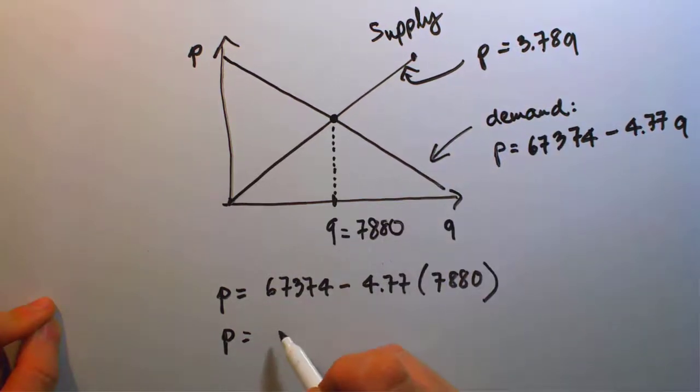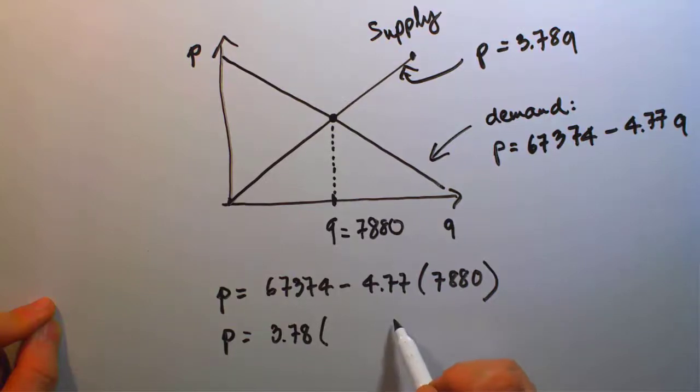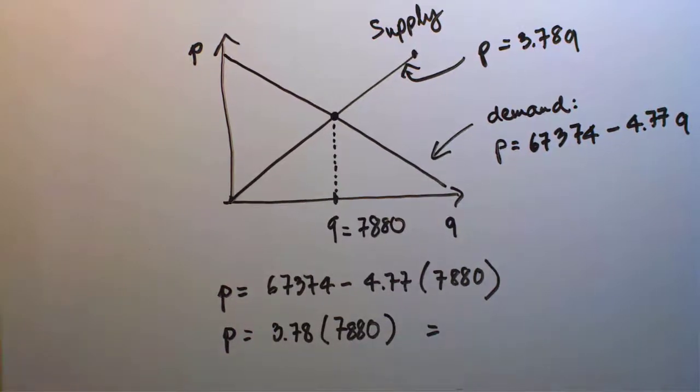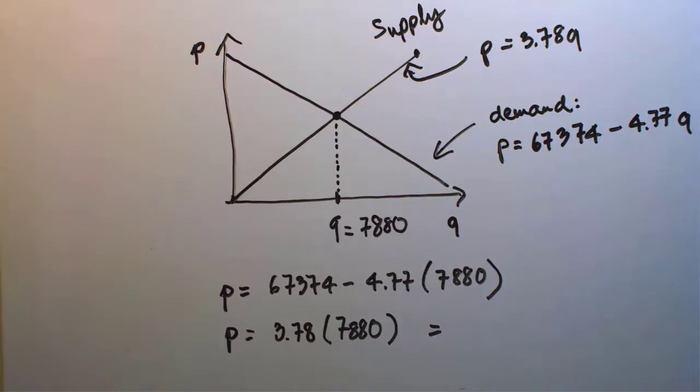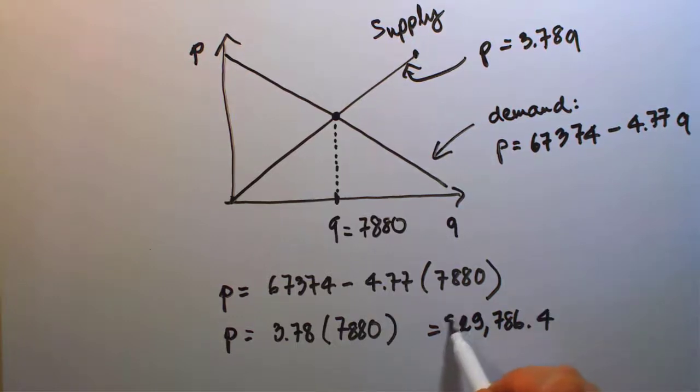I'm leaving it for you to make your smart decision of which equation is better to use. It will give you faster results, even though it's the same result. Substituting in 7880, either way it's going to give you the value. Calculation comes out saying that it's 29,786.4, and this is in dollars.